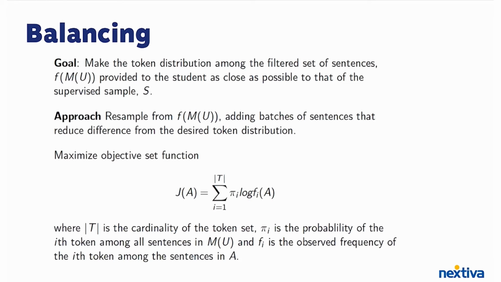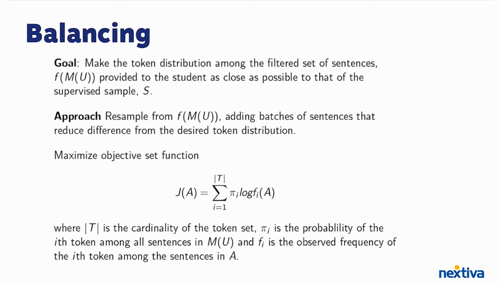Okay, so balancing. How does balancing work? What we're trying to do here is make the token distribution among the filtered set very similar to the original set. Tokens are little word pieces. You can think of them as words, but they're a little smaller than that. So what we want to do is make sure that the distribution I provide to the student in the total combined sample is similar to the original unfiltered set.